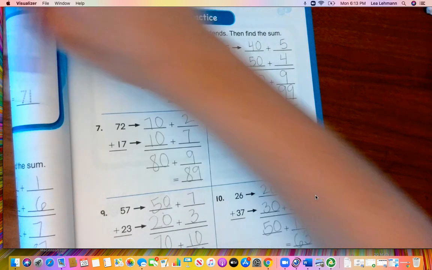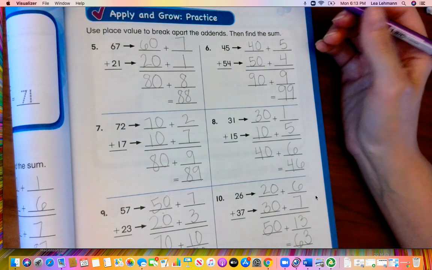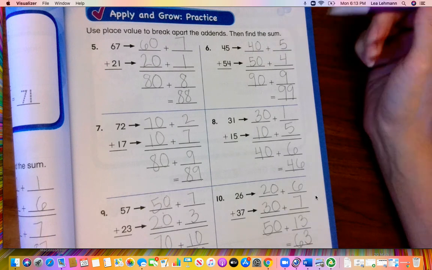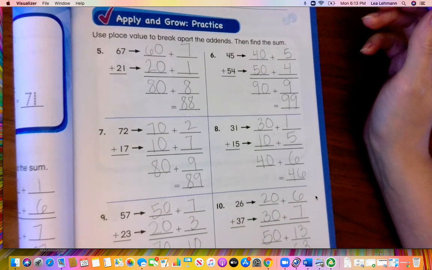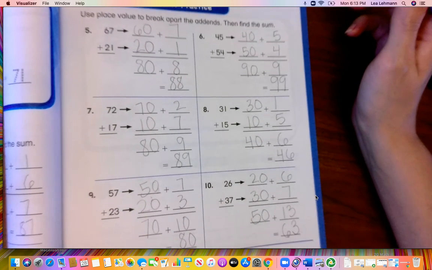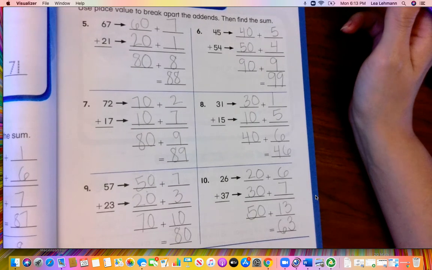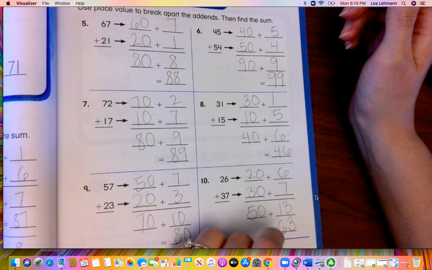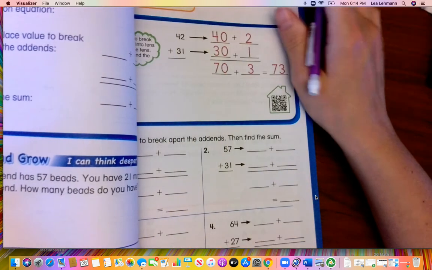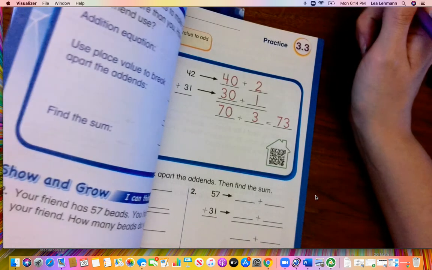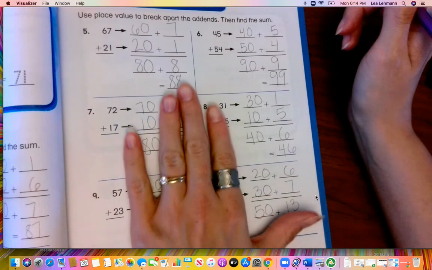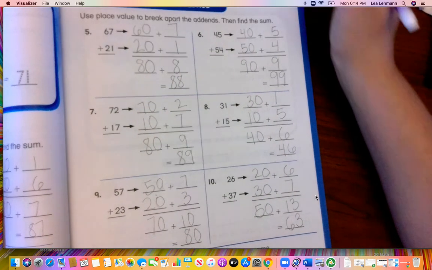All right, here's what you should have had for 6, 7, 8, 9, and 10. Go ahead and you can pause the video and just make sure your answers and work are correct. Okay. And once you're finished correcting, you can go to the next page for your practice, your 3.3 for homework. But pause the video, make sure that this is all correct. All right, good job.